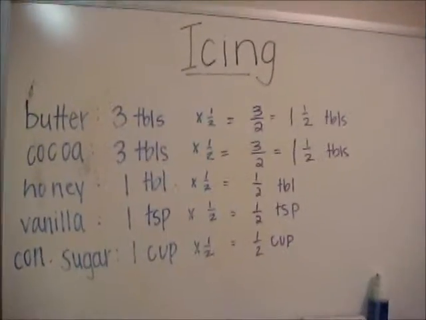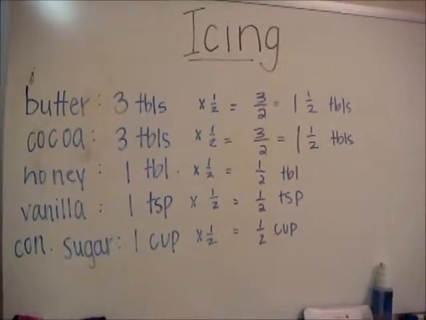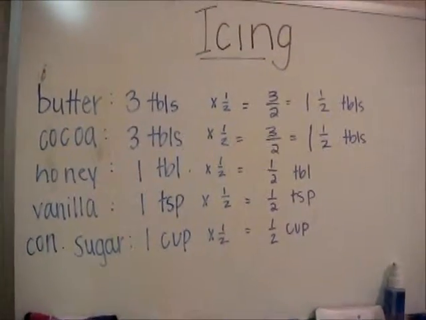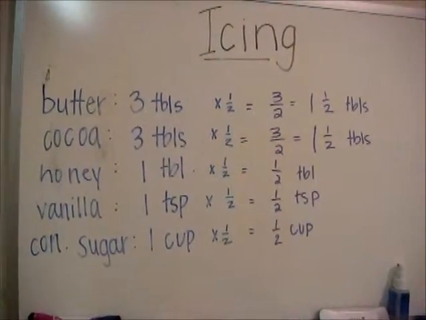Okay, so to make our batch of icing, we'll need 1 1/2 tablespoons of butter, 1 1/2 tablespoons of cocoa, 1/2 tablespoon of honey, 1/2 teaspoon of vanilla, and 1/2 cup of confectioner's sugar.